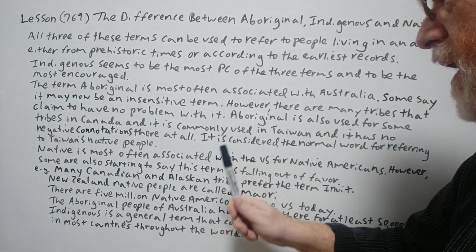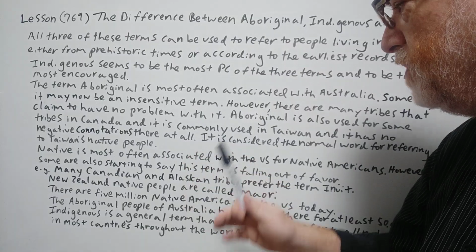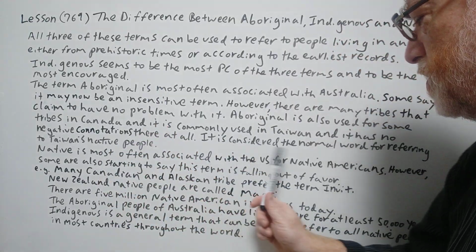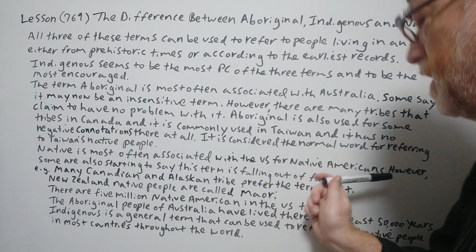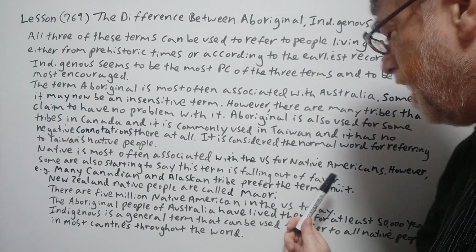Okay, and we have examples here just to give you a better feel. All right, now let's look at native. Native is most often associated with the U.S. for Native Americans. However, some are also starting to say this term is falling out of favor.